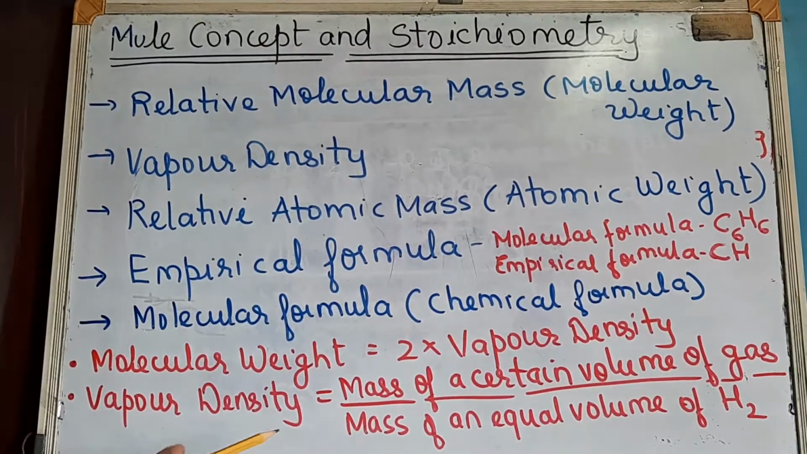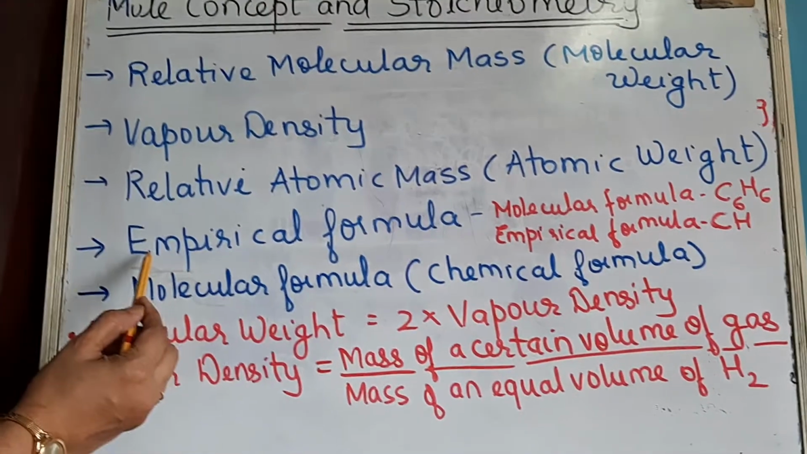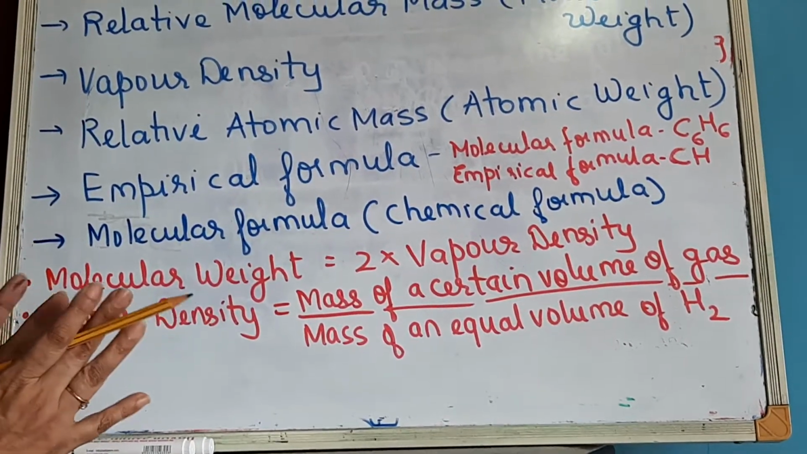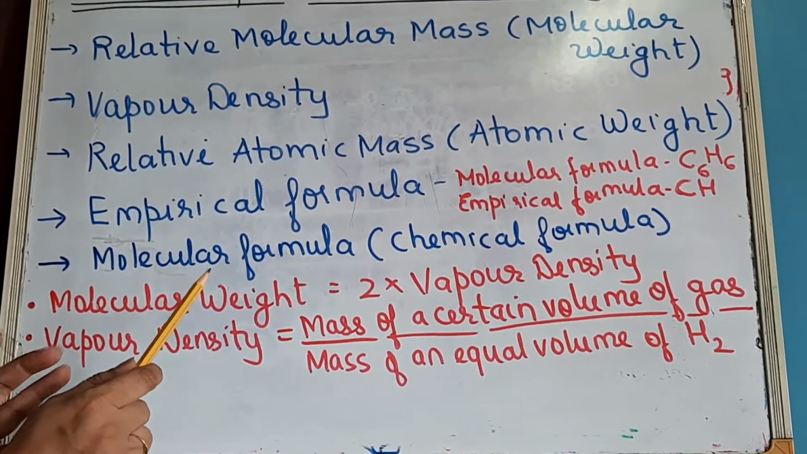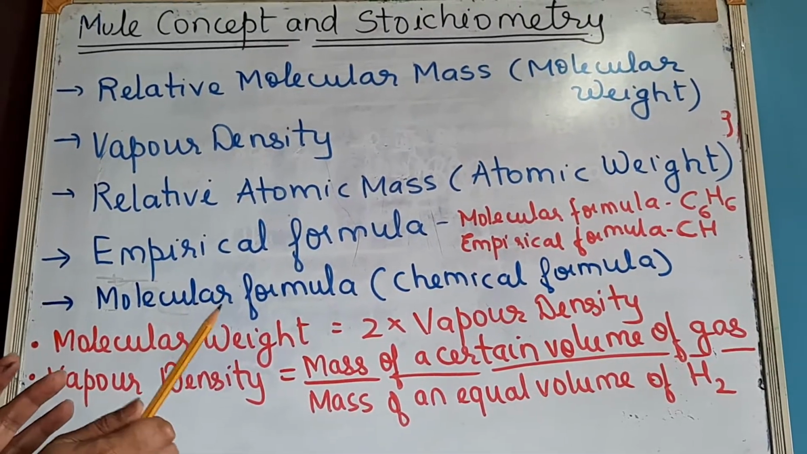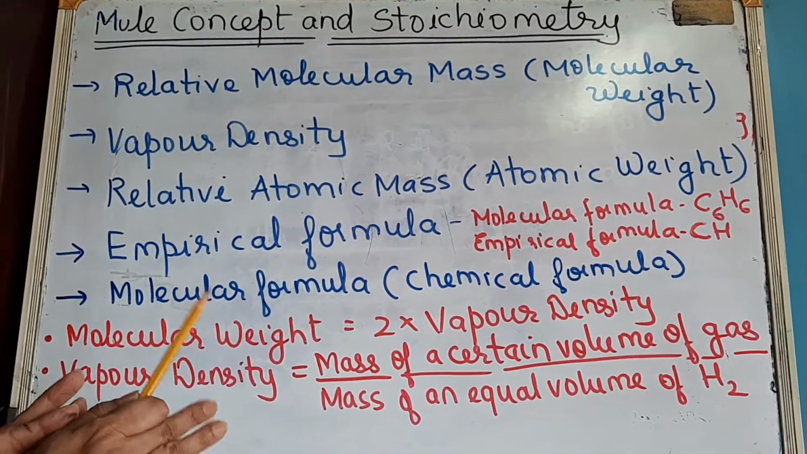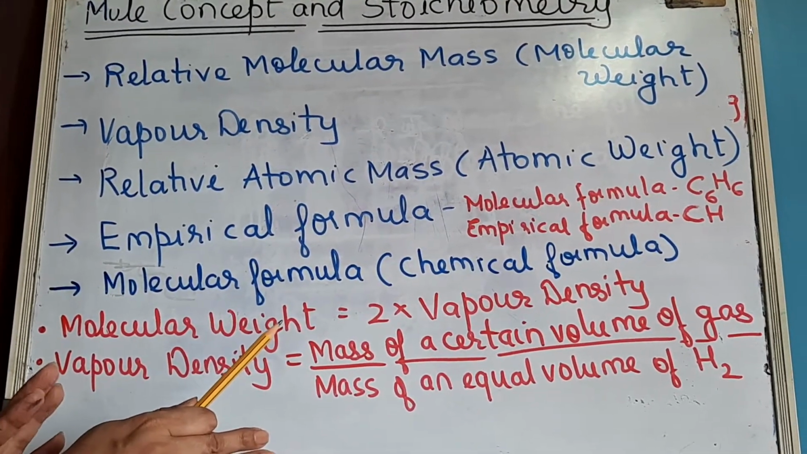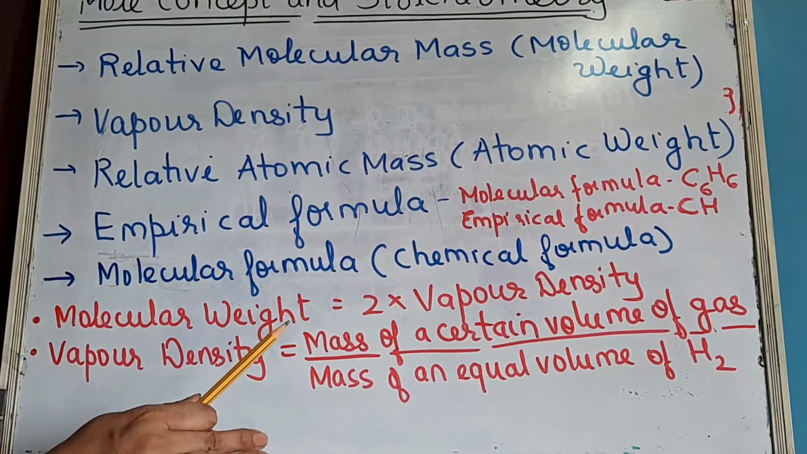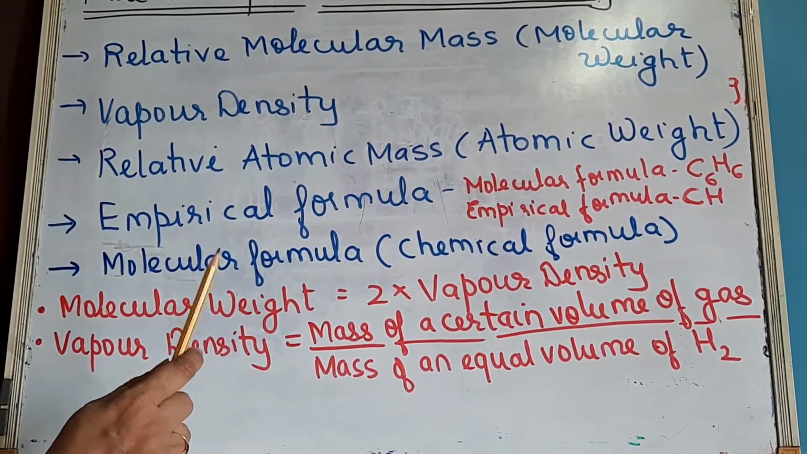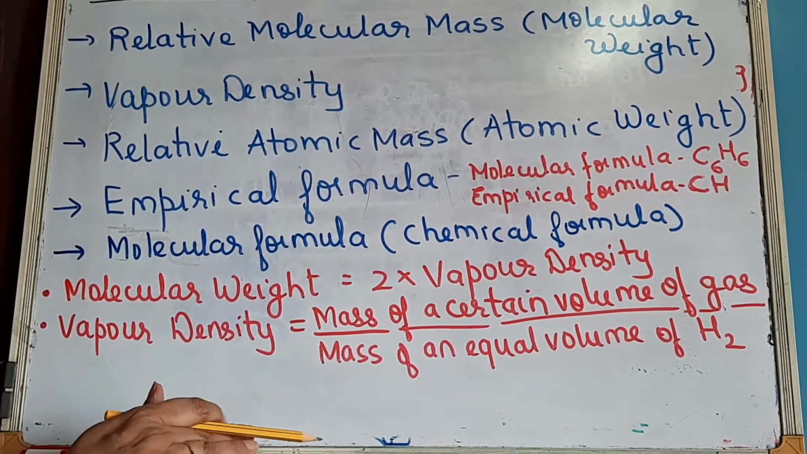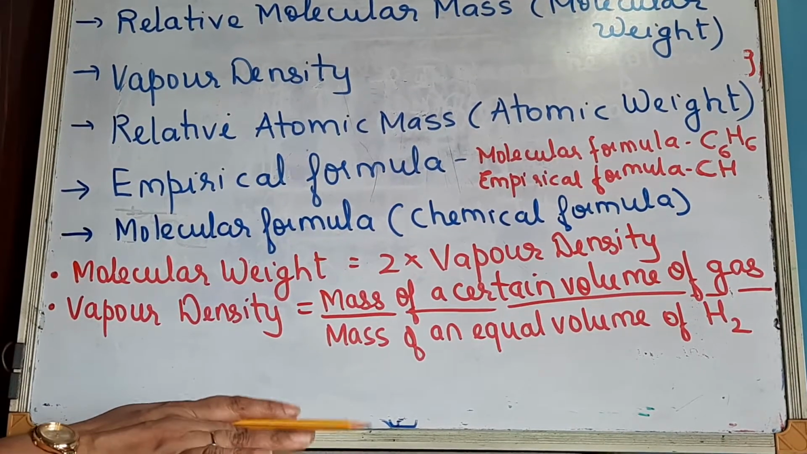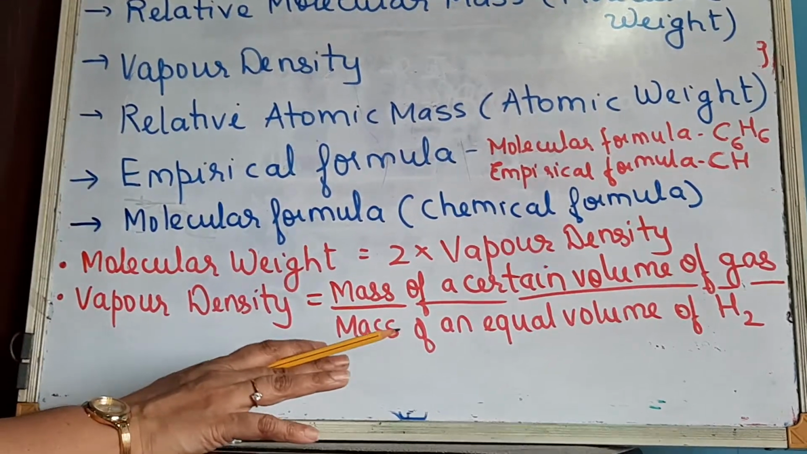Definition you should know. Then here I have written one term, that is empirical formula. Now what do you understand by empirical formula? It is the formula which represents the simplest whole number ratio of the atoms of various elements present in the molecule of that compound. Okay, I will again say the definition. It is defined as the formula which represents the simplest whole number ratio between the atoms of various elements present in one molecule of that compound. Okay, so just we will see this with an example.